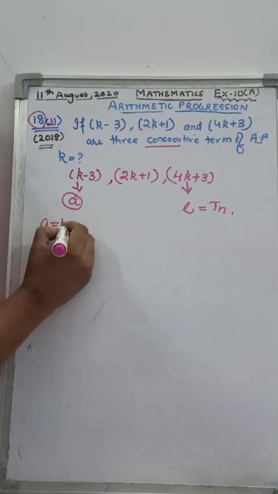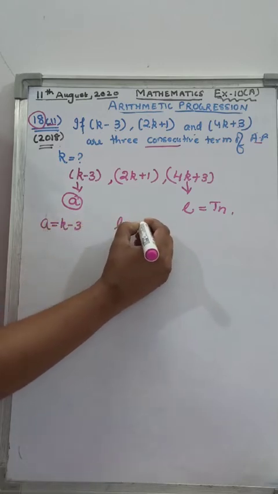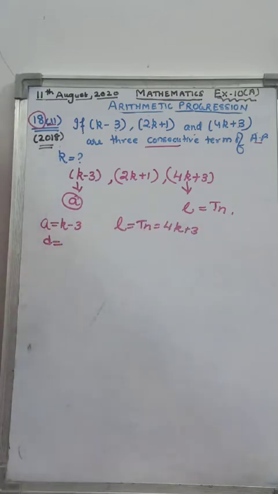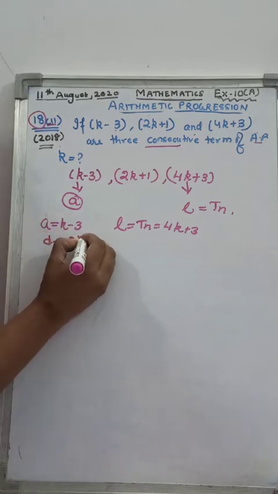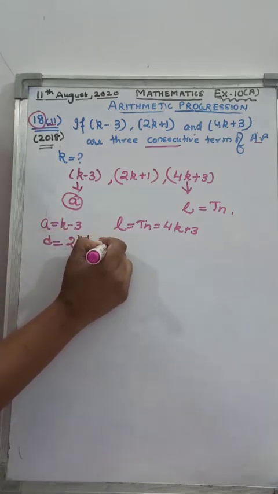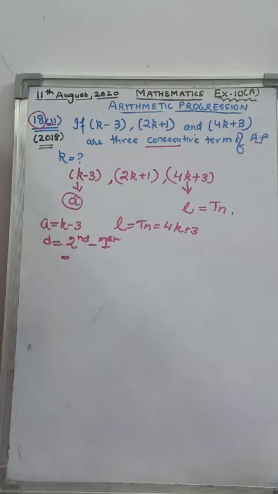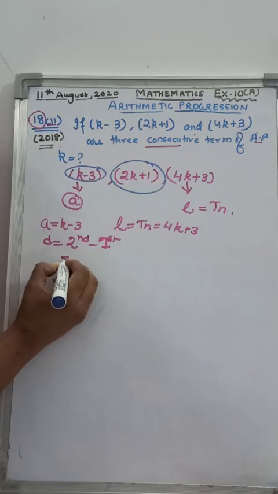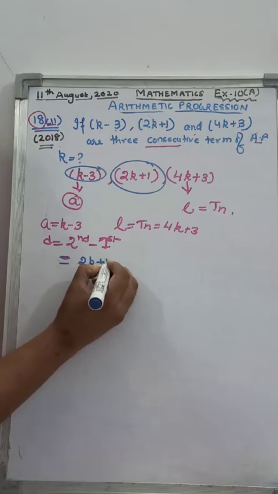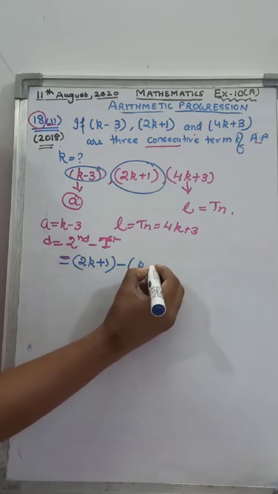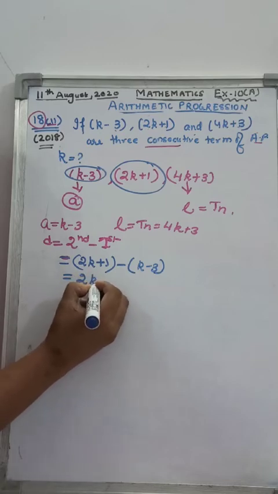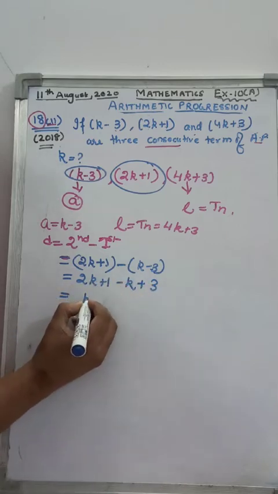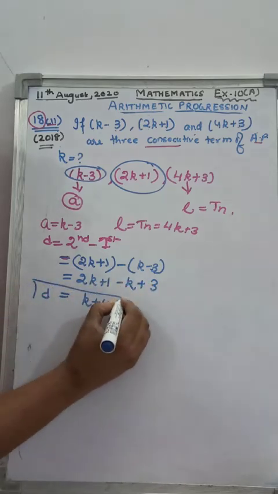So A is equal to k minus 3. Last term or Tn is equal to 4k plus 3. Now what we have to find? We have to find the common difference. So how will you find the common difference? Second term minus first term. So where is your second term? This is your second term, this is your first term. Now we'll substitute the value. 2k plus 1 minus k minus 3. 2k plus 1 minus k, minus will become plus. So this will be k plus 4. This will be your common difference.